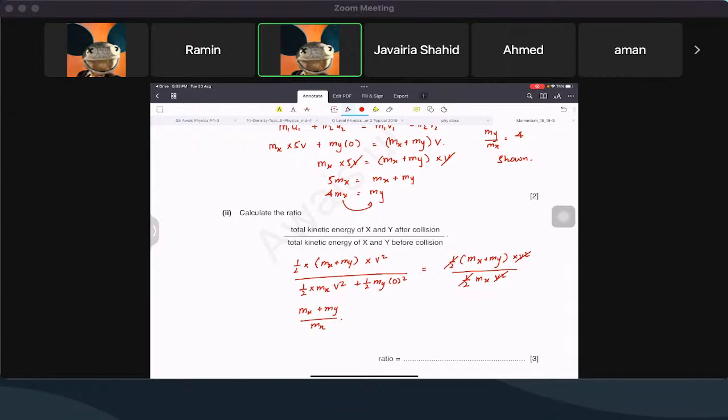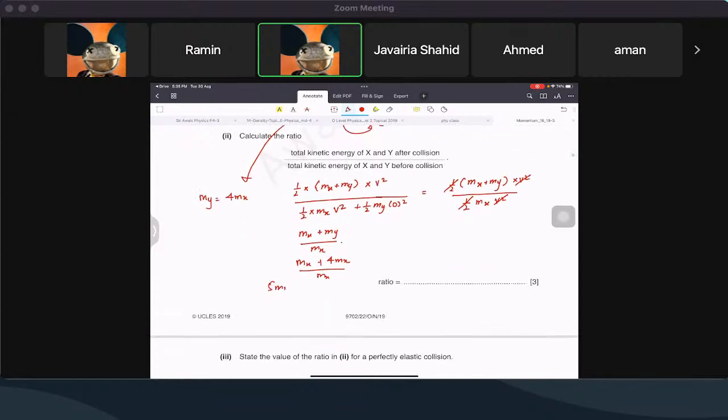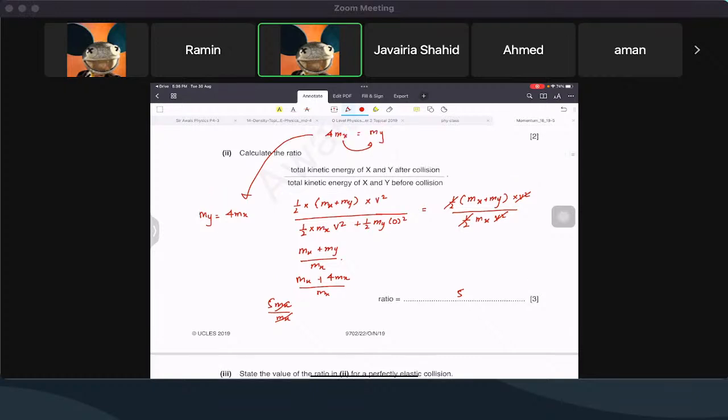Now it's pretty simple. From the previous part, my was equivalent to 4mx. So we're gonna replace my with mx plus 4mx over mx. So the upper portion is going to be 5mx over mx. This cancels out, so the ratio is 5. Is it clear, everybody? Please, if you have any questions, let me know.